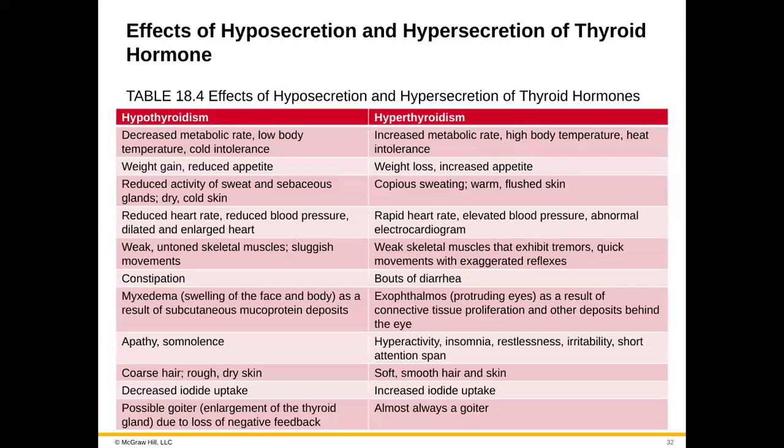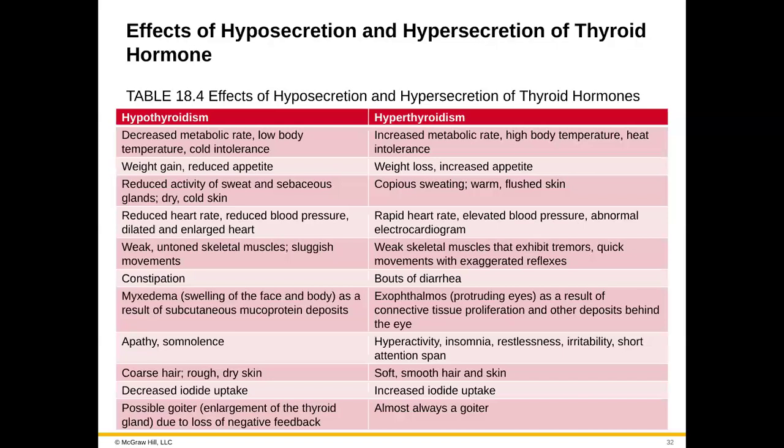Apathy, can have coarse hair, rough, dry skin, decreased iodine uptake, and a possible goiter. I don't know if anyone's ever seen someone with a goiter before, but in the neck region, it'll look like an outgrowth or a swelling, and that is an enlargement of the thyroid gland. And that's occurred because of the loss of the negative feedback loop of the thyroid gland. If it just keeps producing hormone and storing hormone like the thyroid gland does, it'll increase in size and look like a mass on the neck.